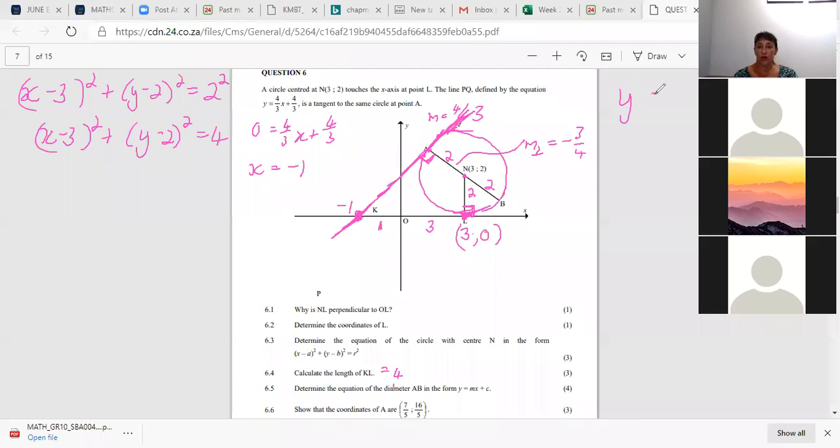So in other words, y is equal to minus 3 over 4 x plus c. And then I can substitute in the point that's on the line. So 2 equals minus 3 over 4 times 3, plus c. 2 plus 9 over 4, I'm bringing that over, and that is 17 over 4.